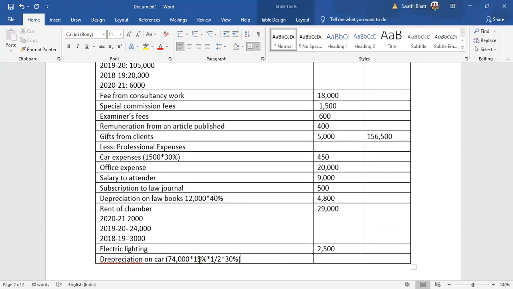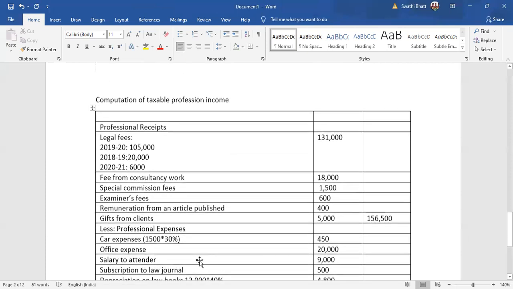professional purpose. So 74,000 is the price of the car, into half of the rate of depreciation because it was used for less than 180 days, into 30% because you've only used 30% for professional purpose. That would be 1,665 rupees.